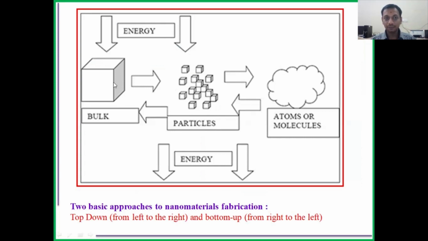This, from left side to right side, is a top down approach. For that you are supplying the energy. But if you go from right to left, this is a bottom up approach. At that time, energy is released. You can see here two basic approaches to nanomaterials fabrication: top down from left to right and bottom up from right to left. So the energy concept is also very important.